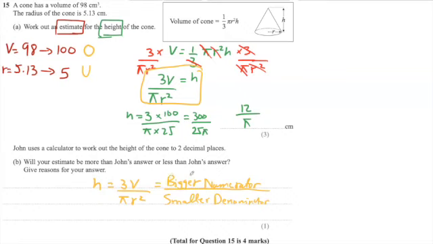If your numerator is larger than John's numerator, and your denominator is smaller than John's denominator, your overall answer is going to be an overestimate. Therefore, our answer is more than John's answer.